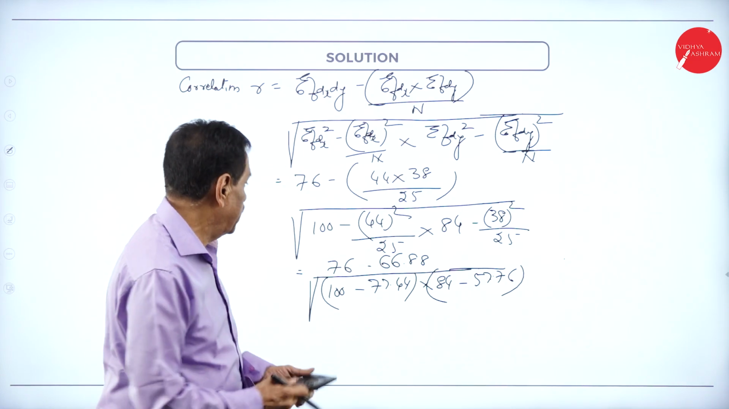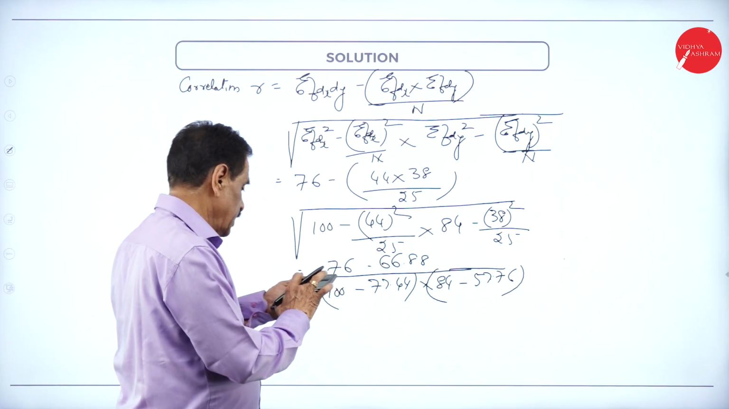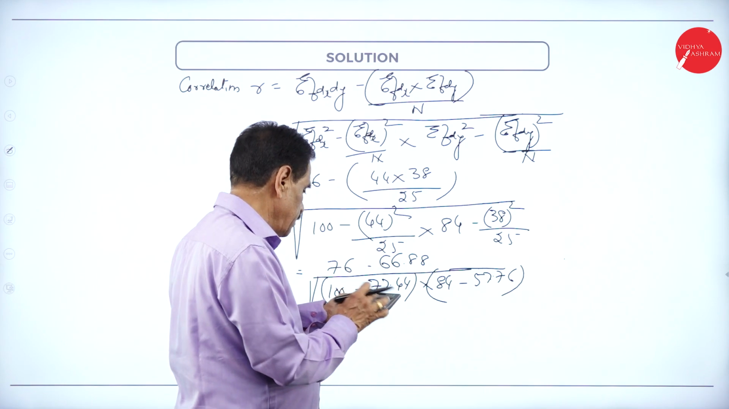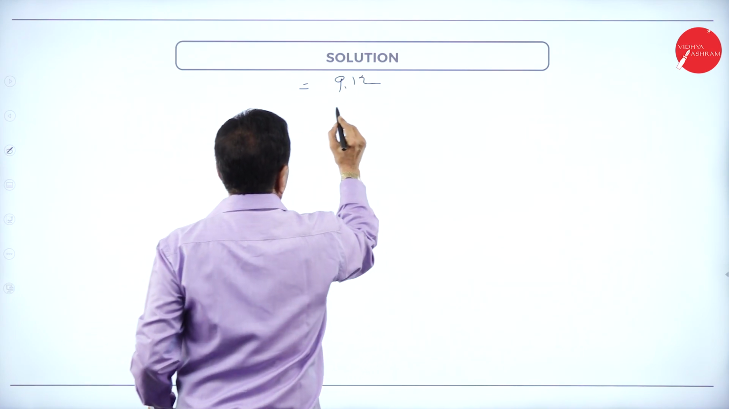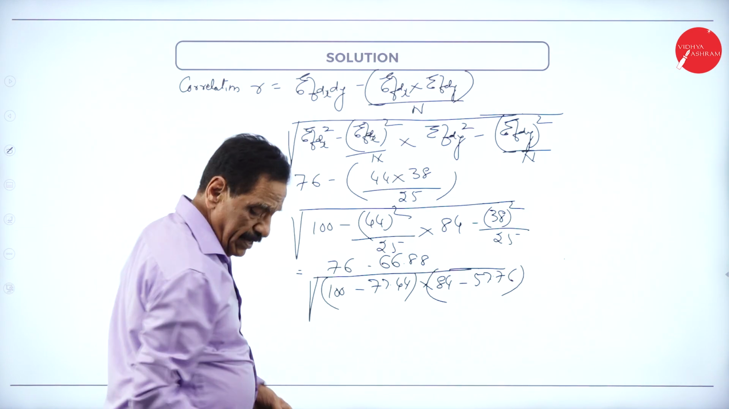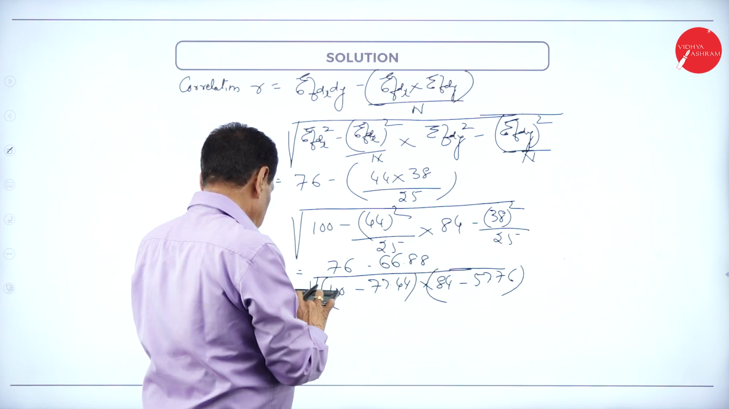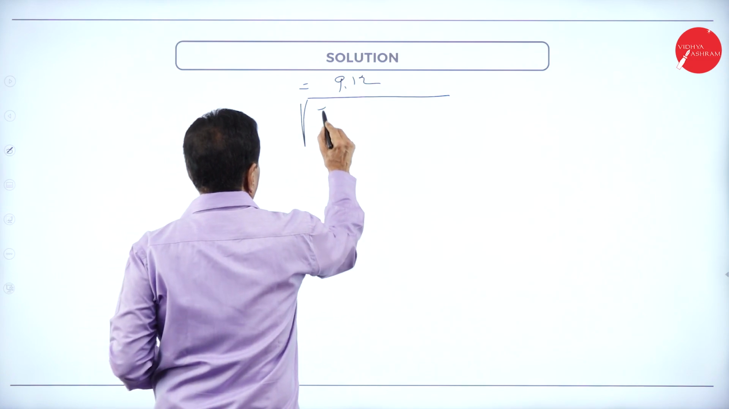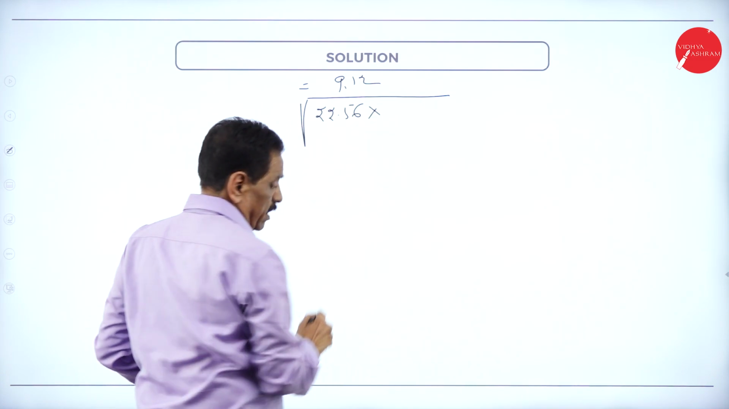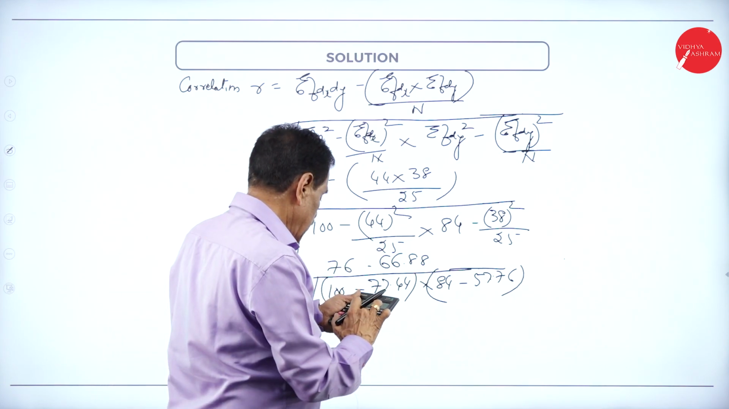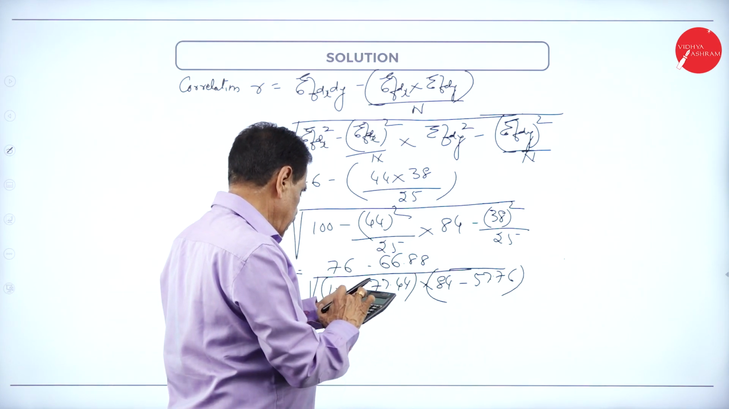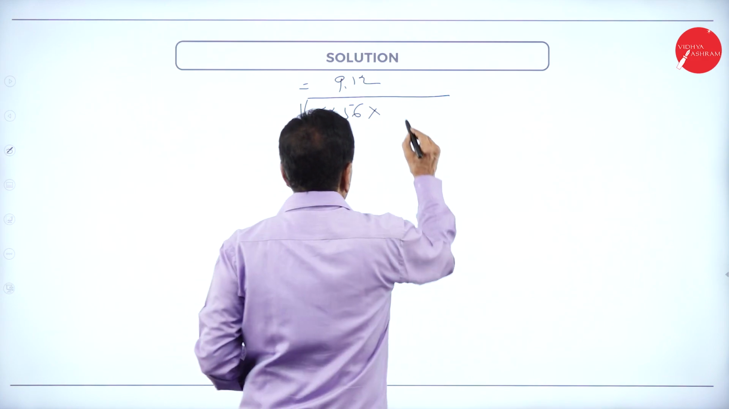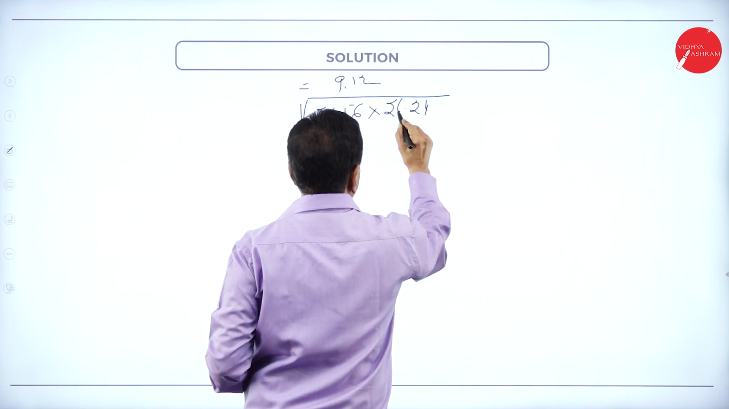So next step, this is 76 minus 66.88, over root of 100 minus 77.44, which is 22.56, into 84 minus 57.76, which is 26.24.